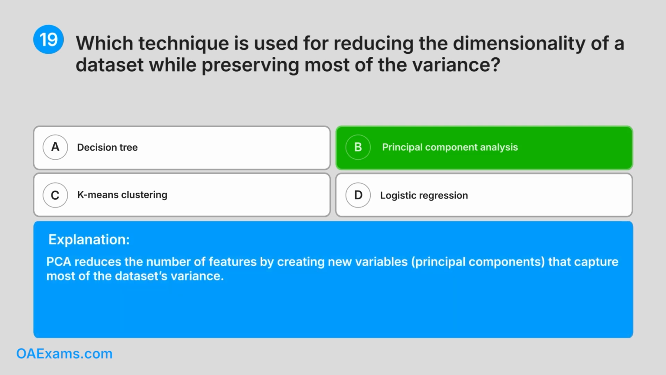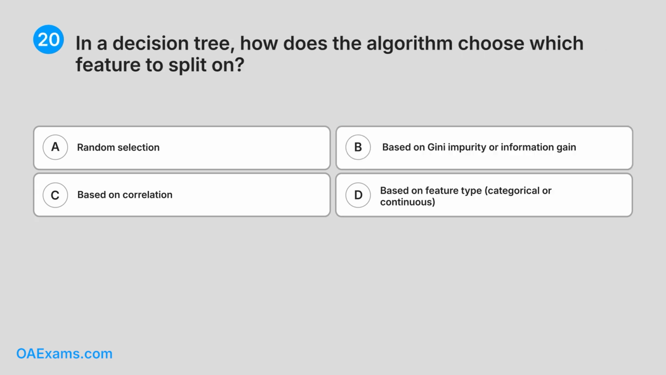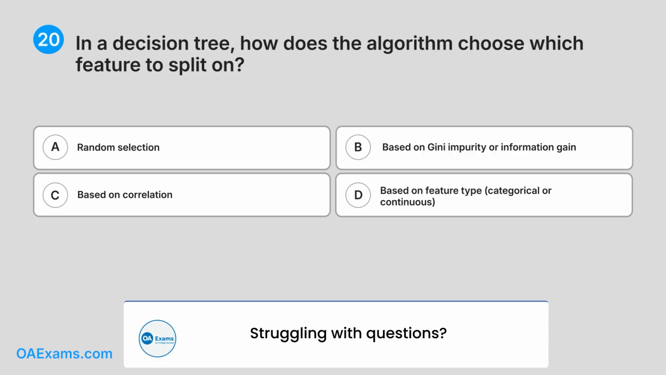Explanation. PCA reduces the number of features by creating new variables, principal components, that capture most of the dataset's variance. 20. In a decision tree, how does the algorithm choose which feature to split on?